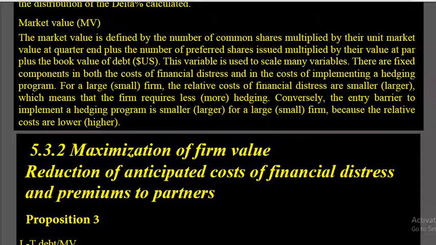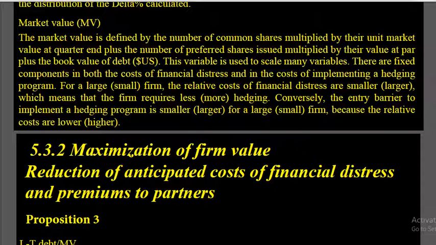There are fixed components in both the costs of financial distress. For example, in the leverage ratio, if a company has a very high leverage ratio, meaning long-term debt divided by market value is a high number, we are at risk of financial distress. And in the costs of implementing a hedging program, we also know that the firm size is also a measure that can be viewed by the market value of the company.